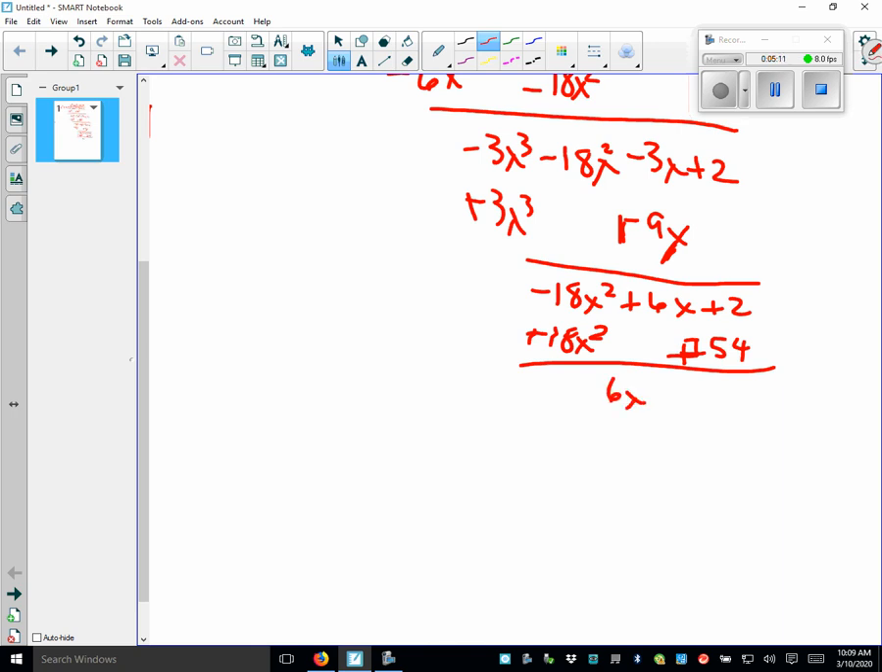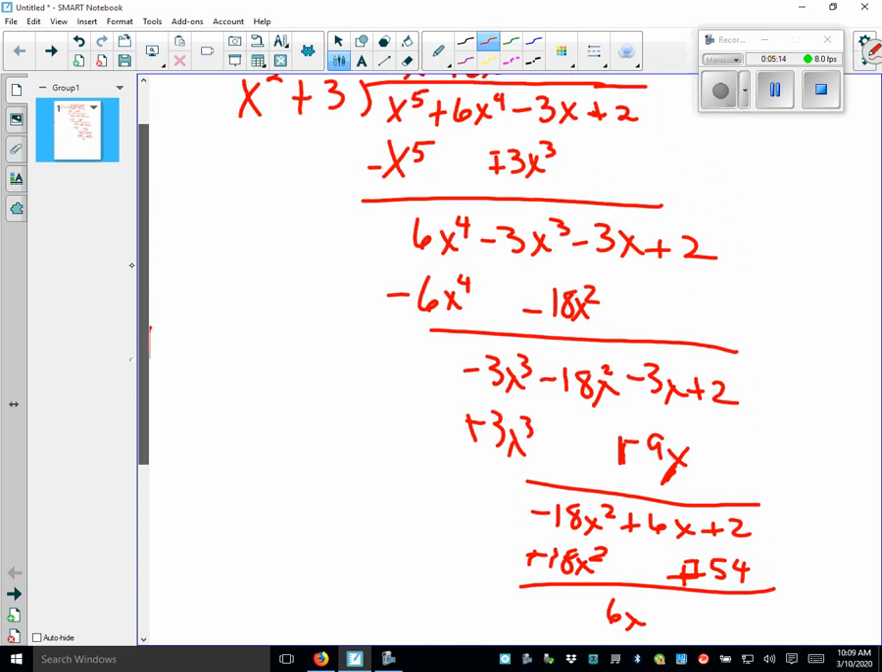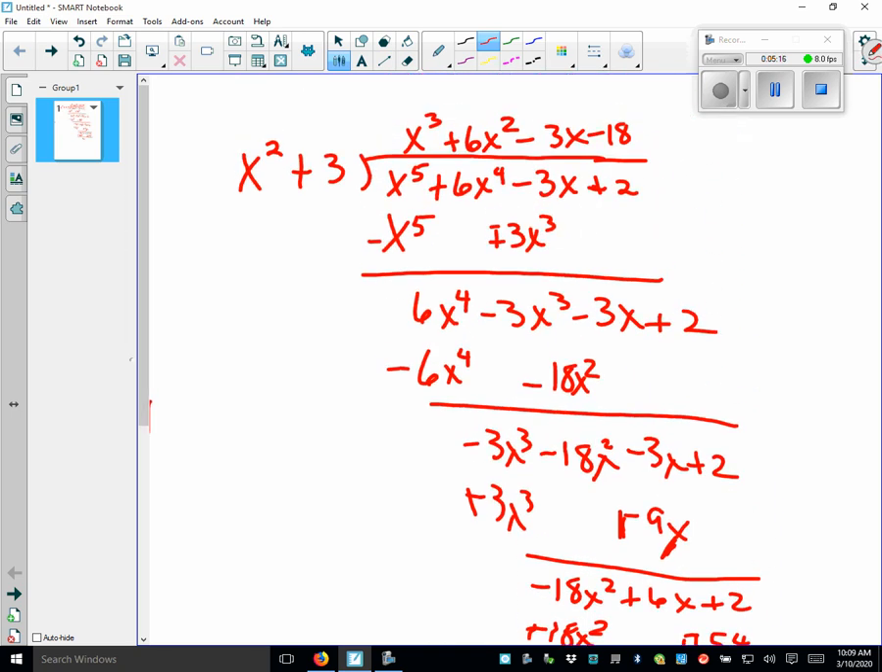Yes. So my answer is all of this plus what? Is it 56x? No, 6x. 6x over x squared plus 3, right? That was a long problem. Can you do it?